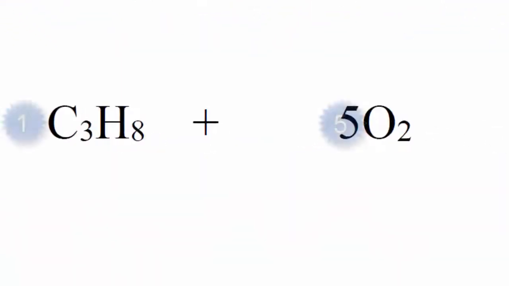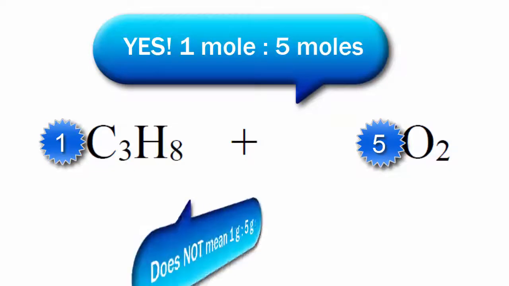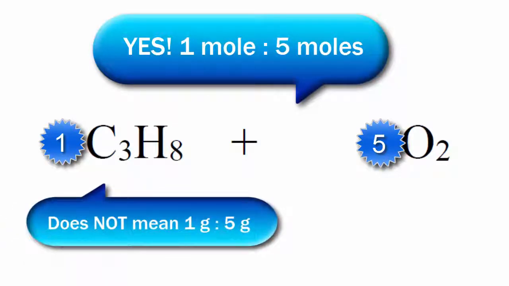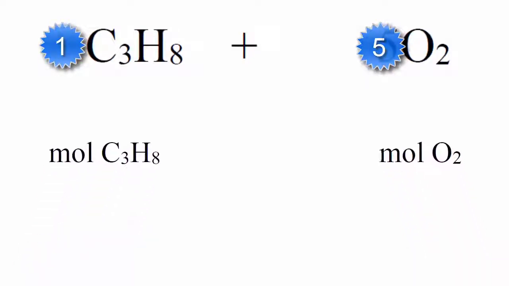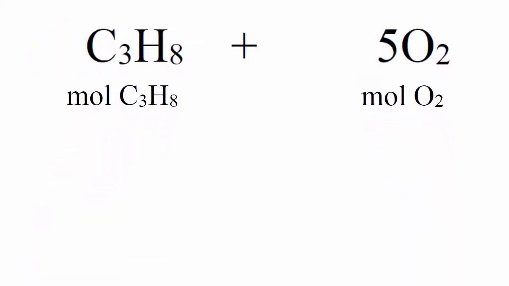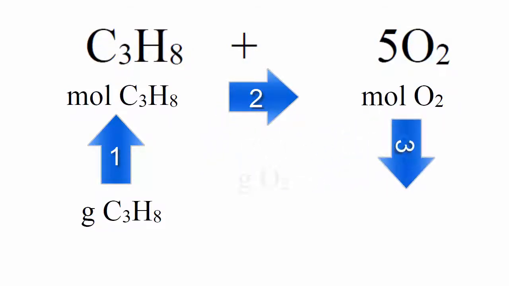The equation tells us that the ratio between these two chemicals is 1 to 5. However, that ratio is the mole-to-mole ratio, not the mass-to-mass ratio. Therefore, this problem will require three steps. First, we will need to convert grams of propane into moles of propane. Second, we will need to convert moles of propane into moles of oxygen. Finally, we will need to convert moles of oxygen into grams of oxygen.